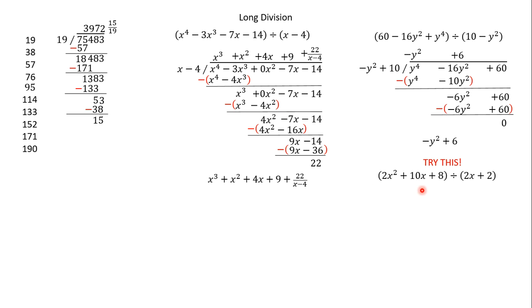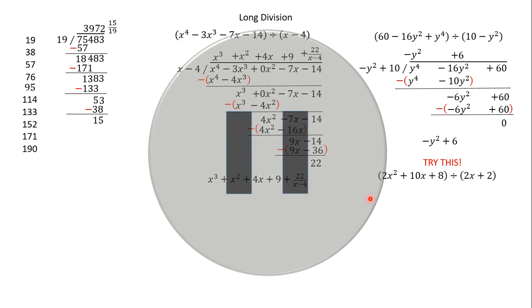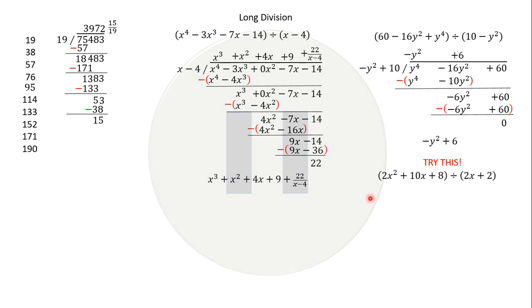So, let's see. Go ahead and try one. Try 2x squared plus 10x plus 8 divided by 2x plus 2. But try it on your paper. Pause and come back when you're ready. Did you get it? Did it come out nice?